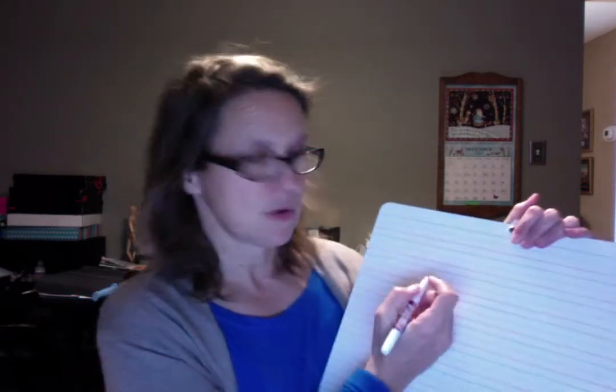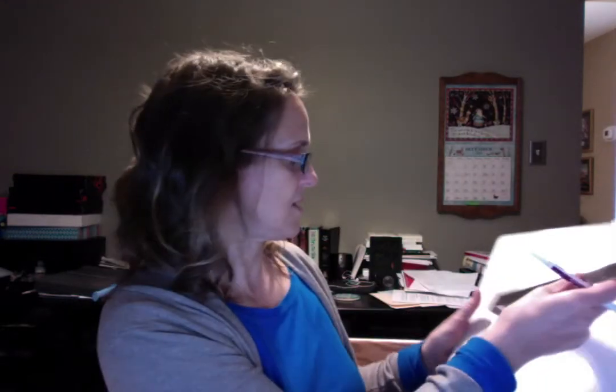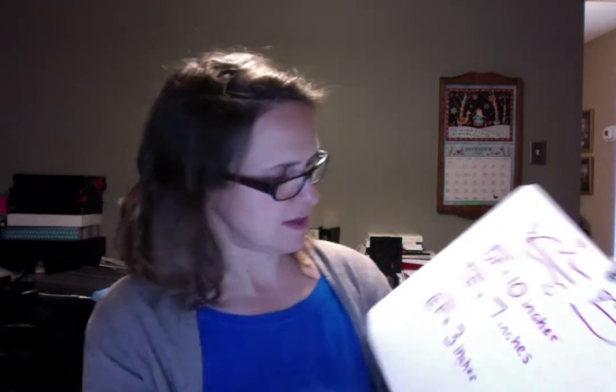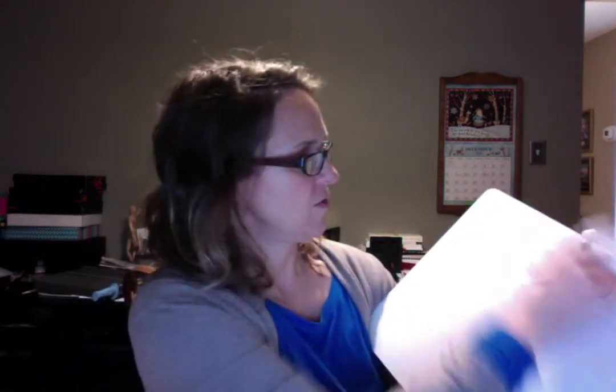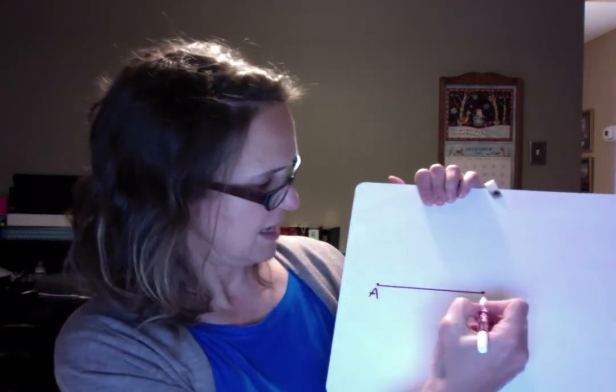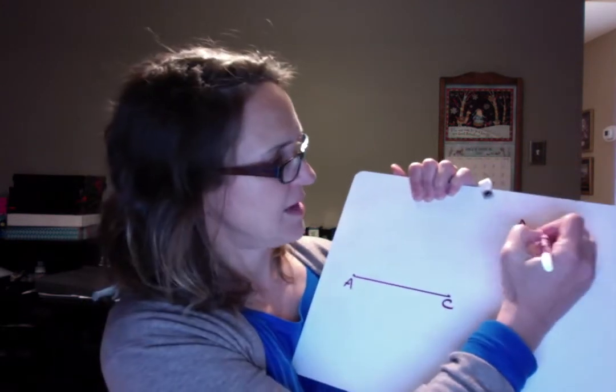I don't have my exact ruler here right now, so wait, here it is. Okay, we want centimeters, so that's the little side. Let me erase the side so you can see it better. We want 12 centimeters. I have to lay it down so I can do it right. Put my point there, my point at 12, and draw a line in between. Then we labeled it A and C. So this is line segment AC.